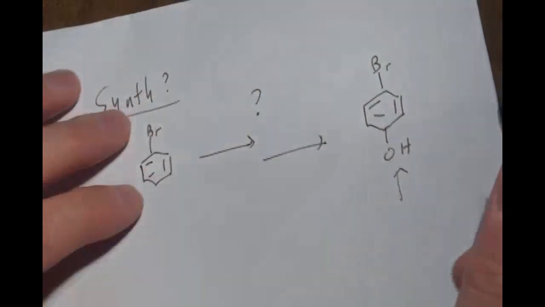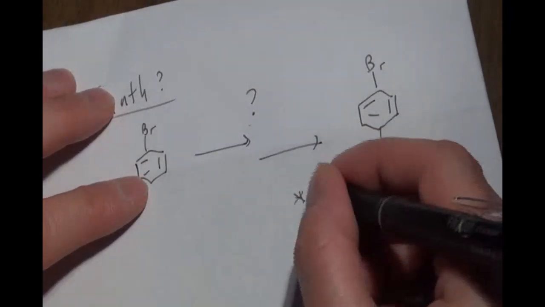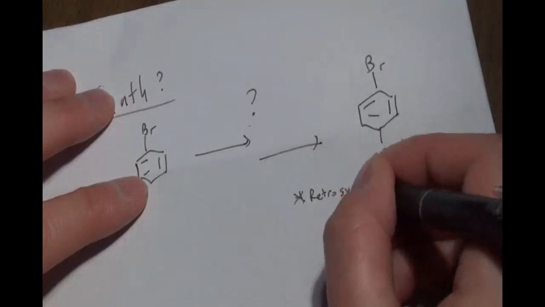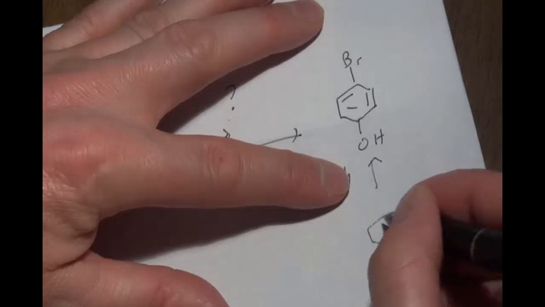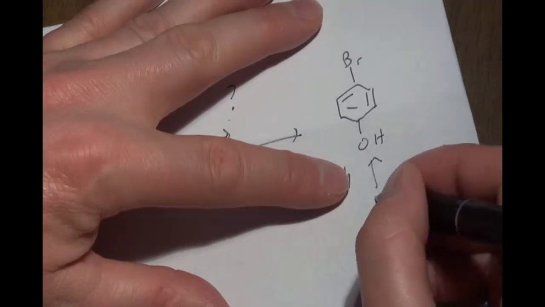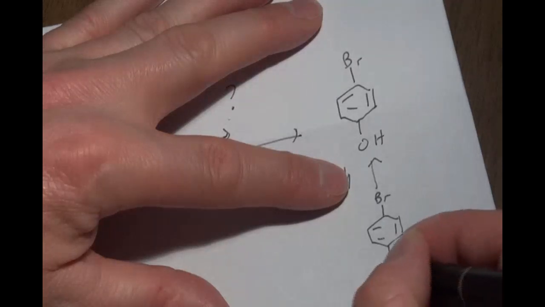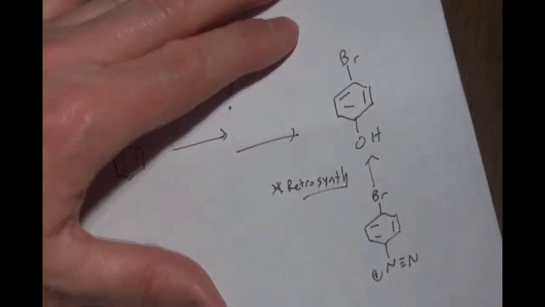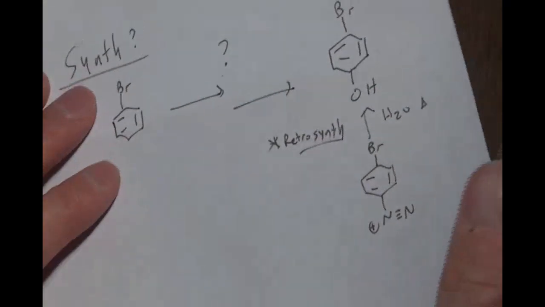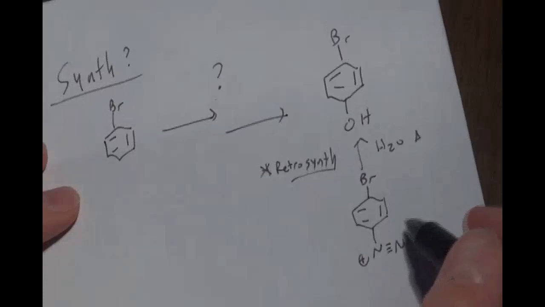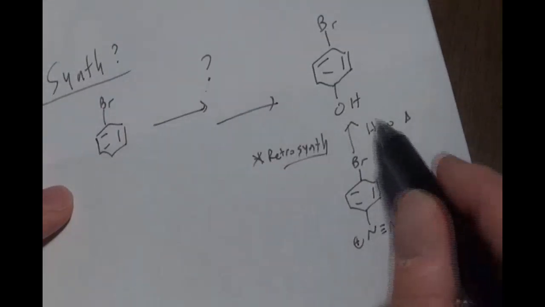So what's the immediate precursor of this? Step backward, let's do retrosynthesis. Well, we make this from the diazonium. How do you do that? What's the reagent? H2O cook, right? So from a diazonium, you cook it with water, and that makes the phenol.